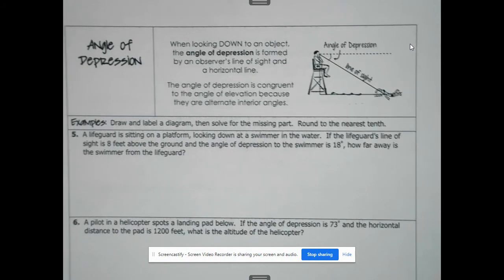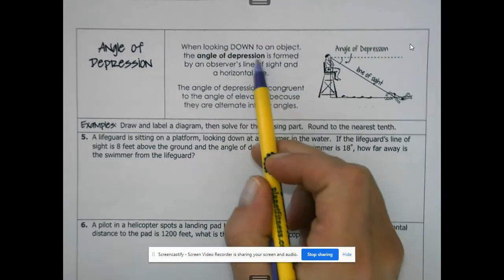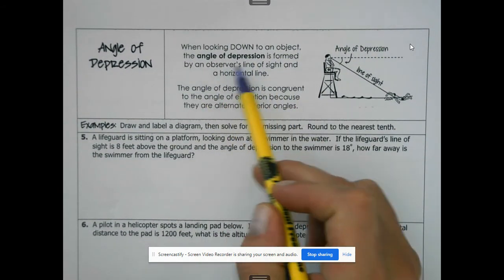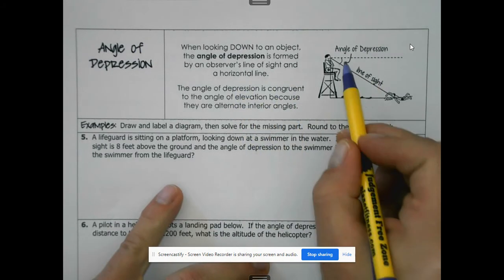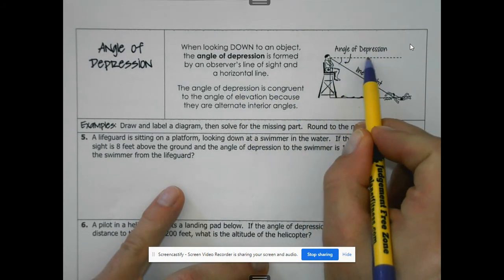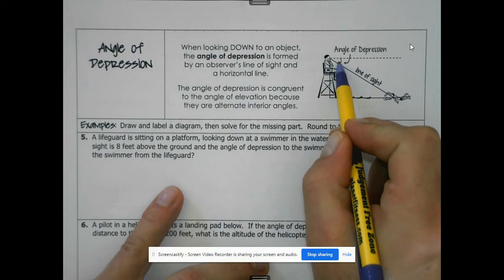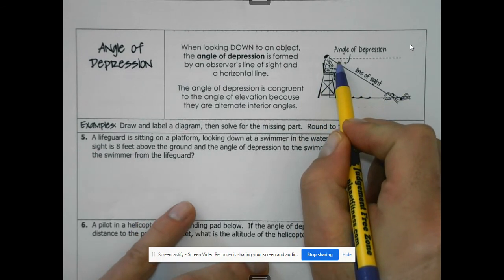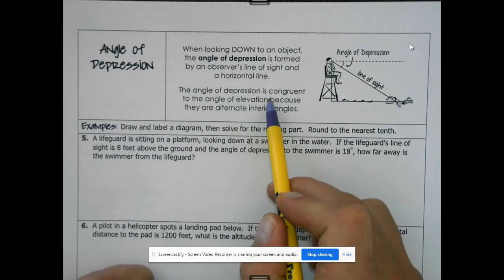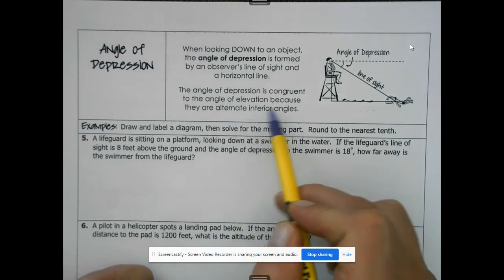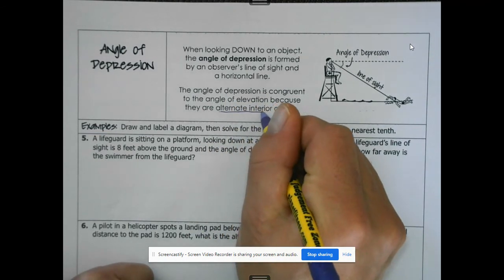Angles of depression. It says when looking down to an object, the angle of depression is formed by an observer's line of sight and a horizontal line. All right, so here's my horizontal line, here's my line of sight, and here is the angle of depression. What's unique about this, the angle of depression is congruent to the angle of elevation because they are alternate interior angles.